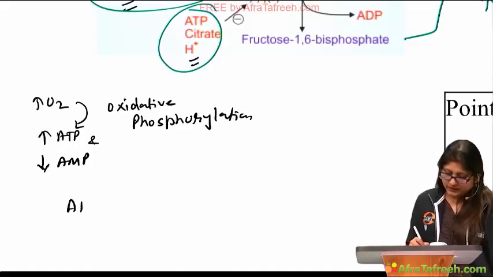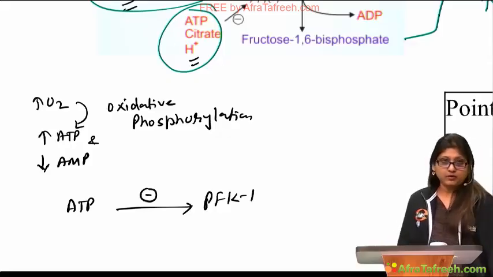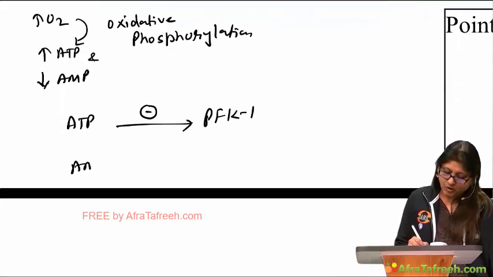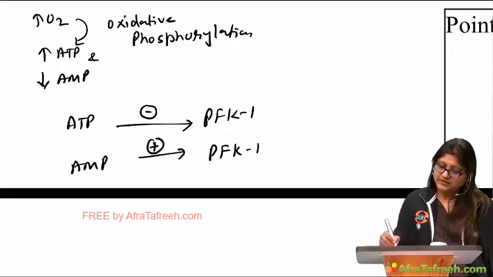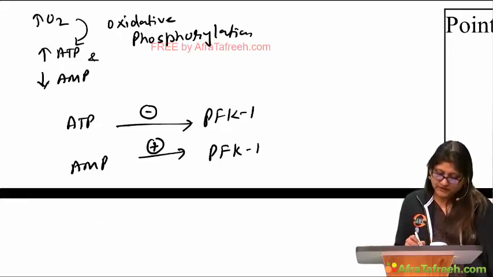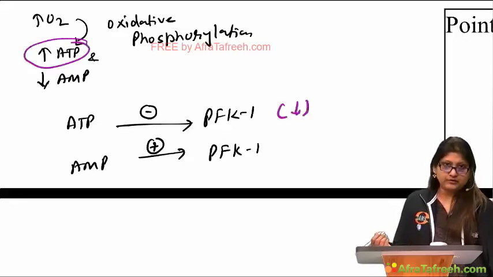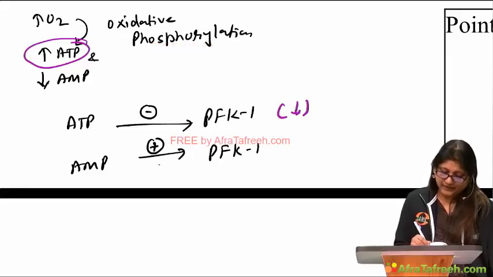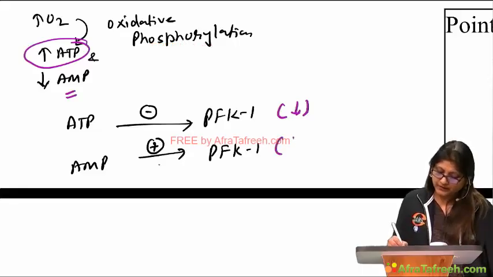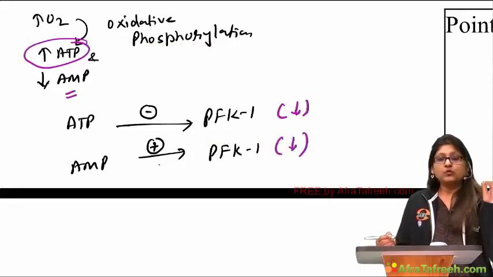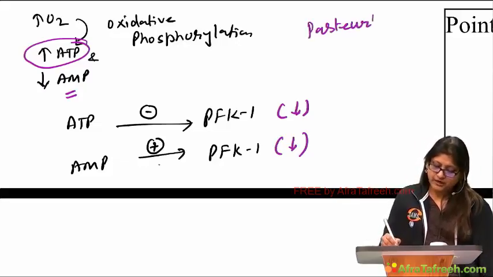And what is ATP for PFK1? I just told you, it's a negative allosteric modifier. What is AMP for PFK1? It is a positive allosteric modifier. So something which is a negative factor is going to increase, so PFK1 activity will be down regulated. Something which is positive, that level is going to decrease in excessive oxidative phosphorylation. So the PFK1 activity will be down regulated. So guys, this is the explanation of Pasteur's effect, right?